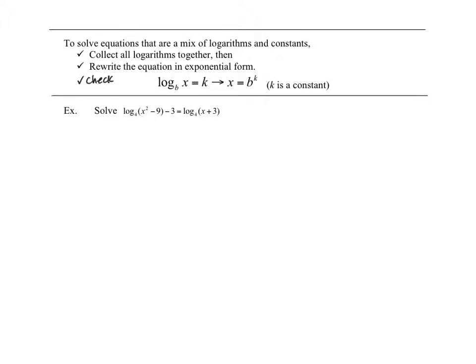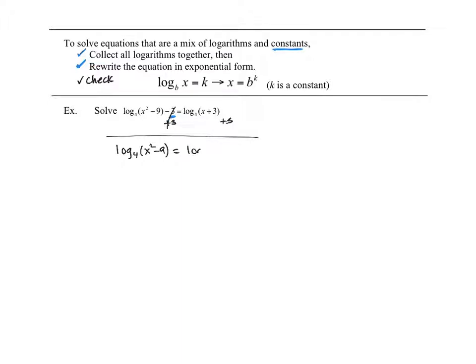Now on this, it's going to be a different process, because notice that 3 is not part of a logarithm. So that's just a constant. If you have a constant term, what we're going to do here is collect all the logarithms on one side of the equation, and then we're going to rewrite it in terms of an exponential, and then we can solve for x. Okay, so let's get started. I'm going to collect all my numbers on one side of the equation, and then all my logarithms on the other side of the equation.